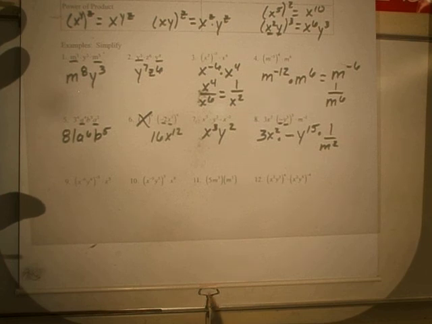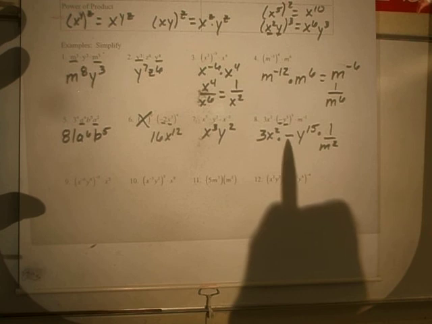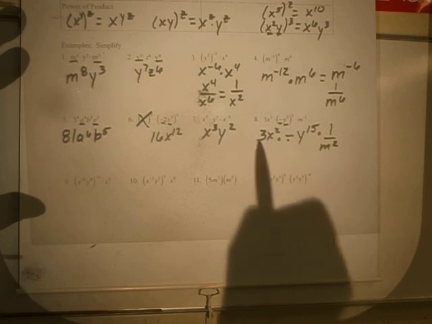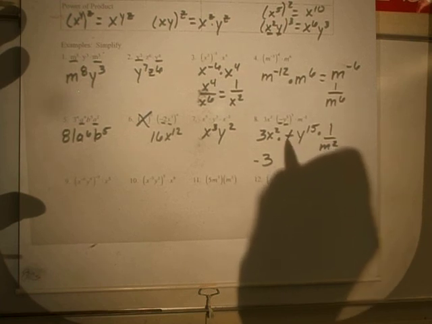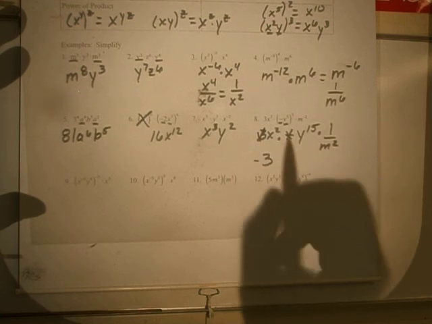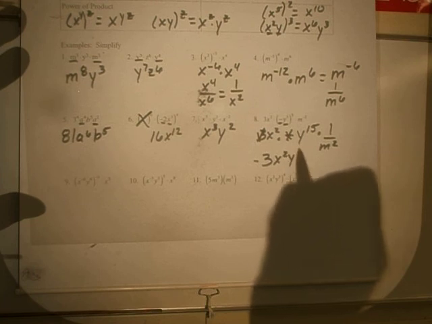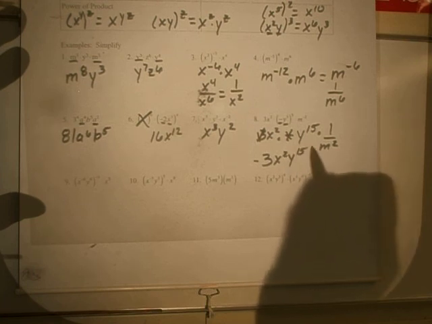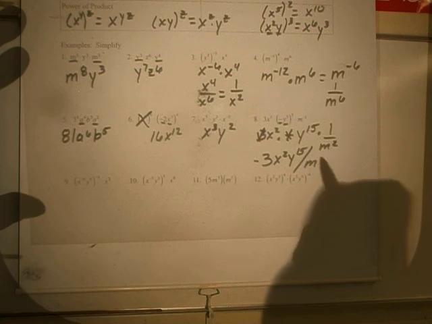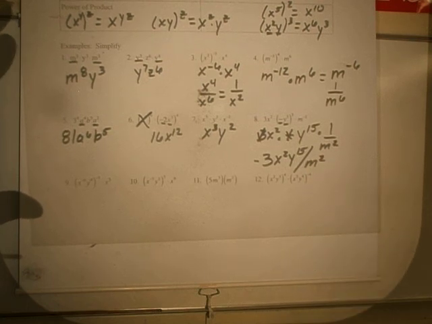And now our final simplifying, we have a negative right here and a 3. So we will have negative 3 out in front. We have an x squared. We have a y to the 15th. And m squared on the bottom of that fraction. And I ran out of room there.